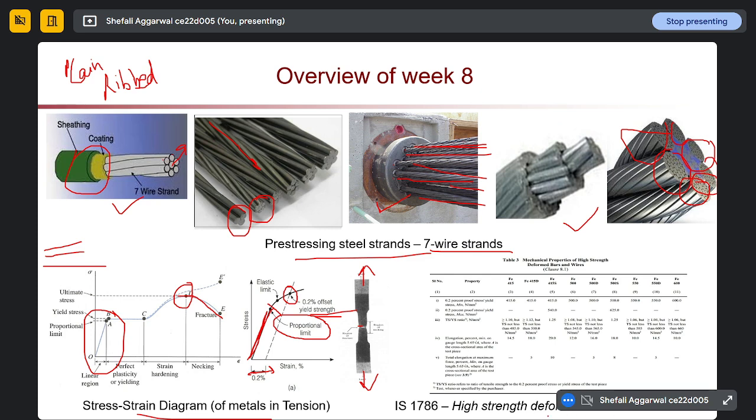The other thing we have is high strength deformed steel rebars and wires.